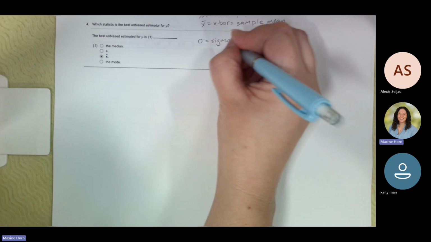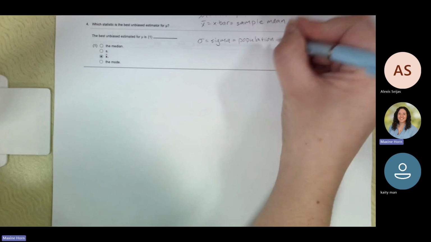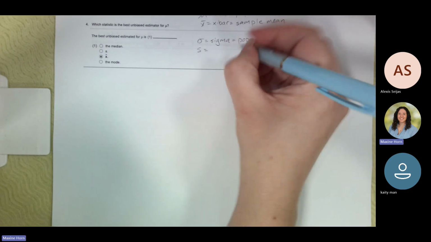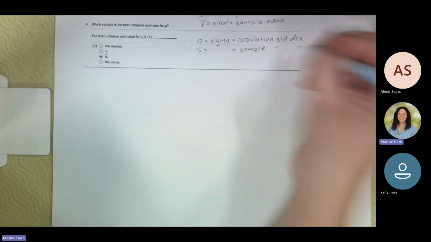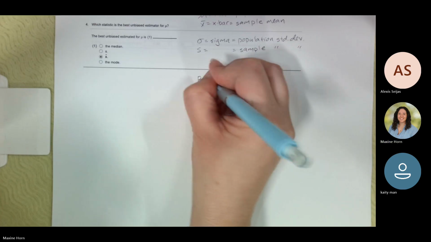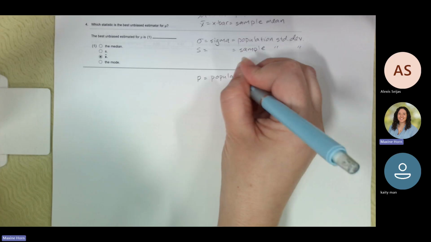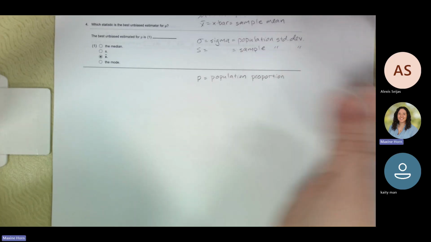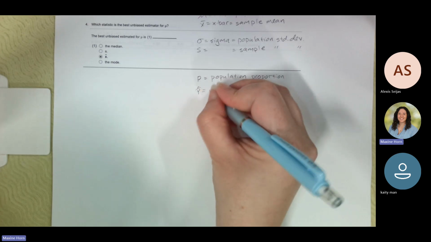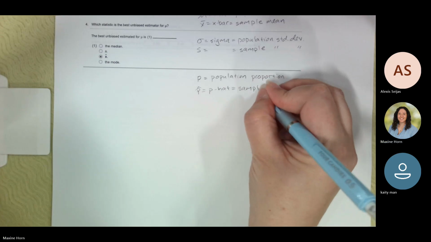Lowercase sigma is our population standard deviation. S, it's just S, is our sample standard deviation. P is just P, our population proportion. P hat is our sample proportion, right?